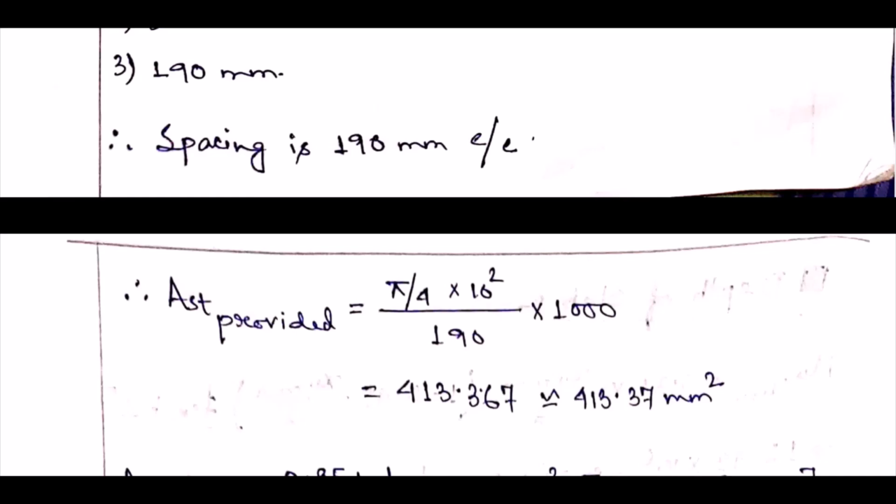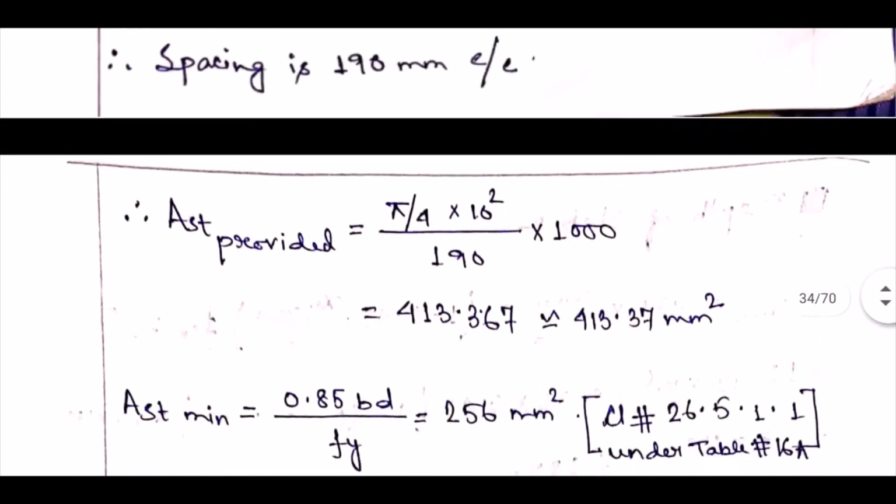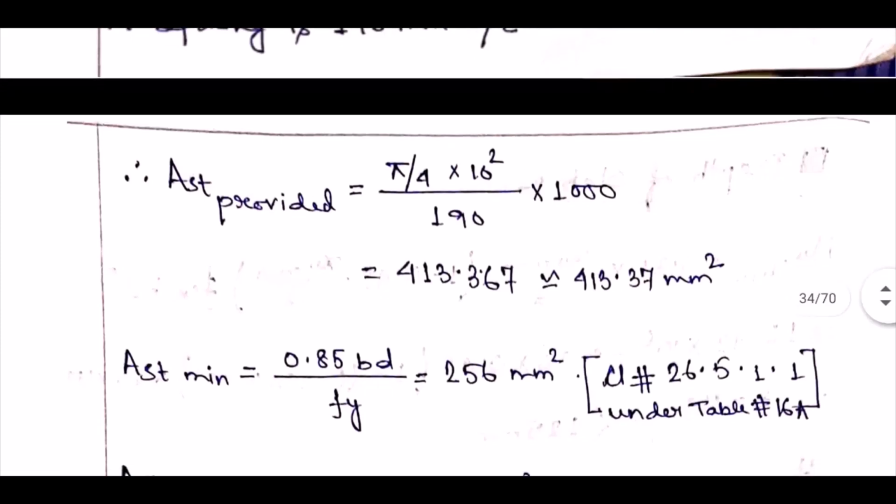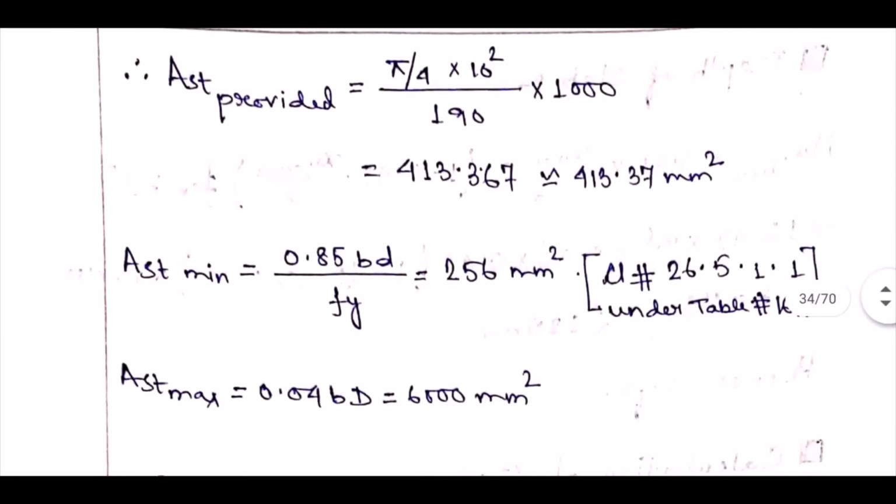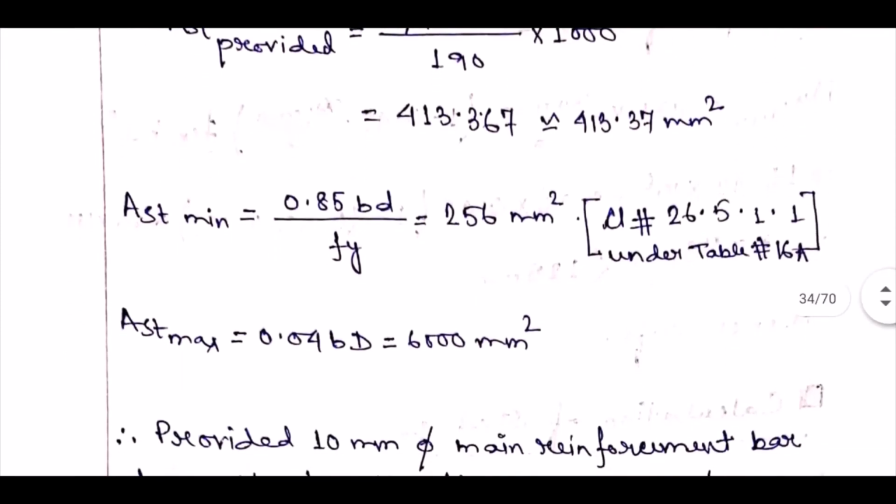As we have reduced the value of spacing, provided steel area is increased. But there is a condition of minimum reinforcement and maximum reinforcement in clause number 26.5.1.1 under table 16a. AST minimum is 0.85 BD by Fy equals to 256 mm square.